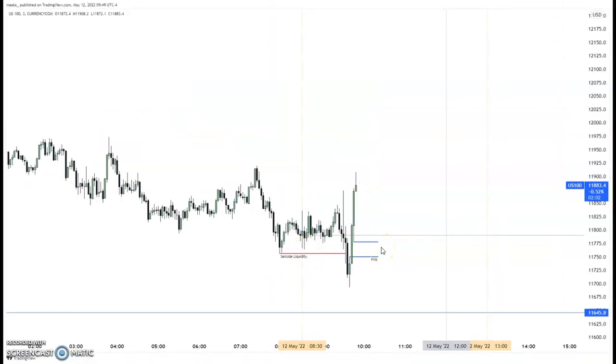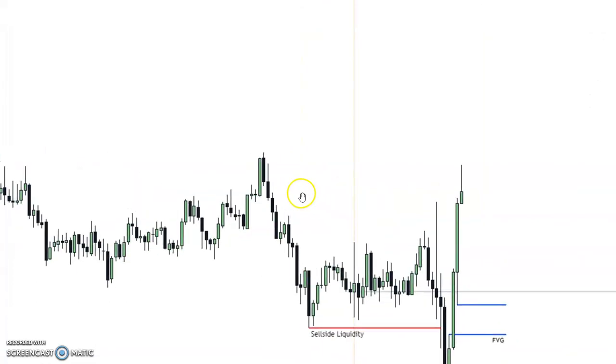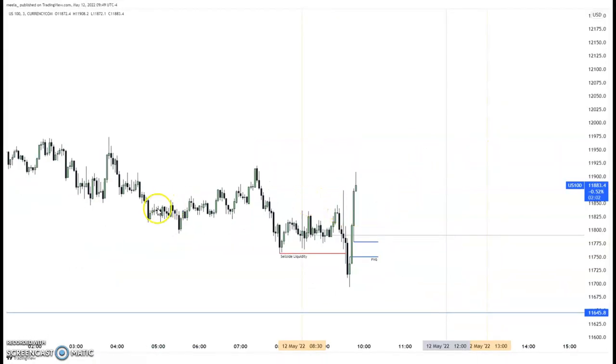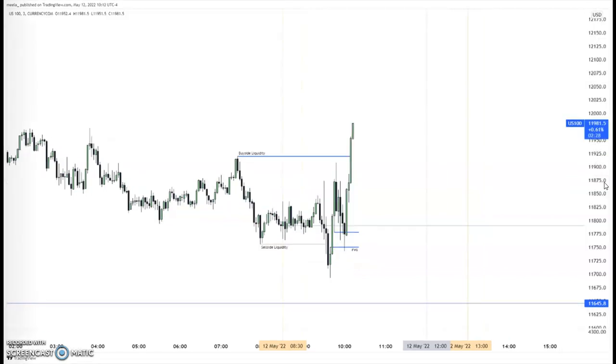And for targets, I used this high, but if you look to the left you can see that during London price left relative equal highs, so you could have used that as a target as well. Let's just head down to the next screenshot to see what price did.